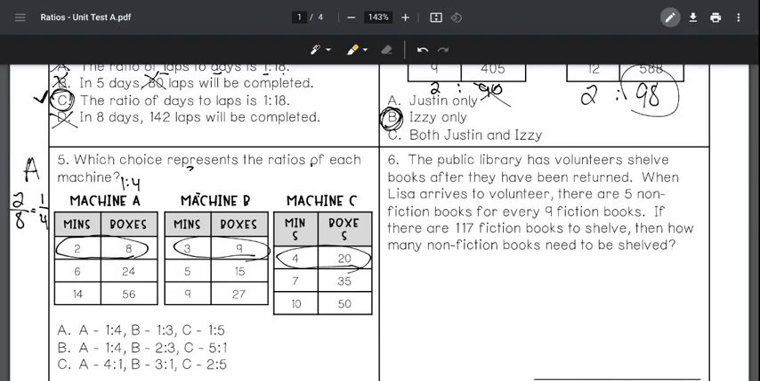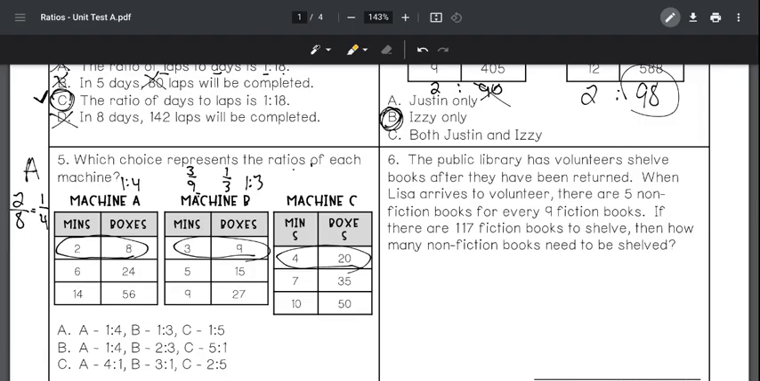B, 3 to 9. Simplifying, I can tell that my common number is going to be 3. How many 3's make a 3? 1. How many 3's make a 9? 3. So ratio for machine B is 1 to 3.